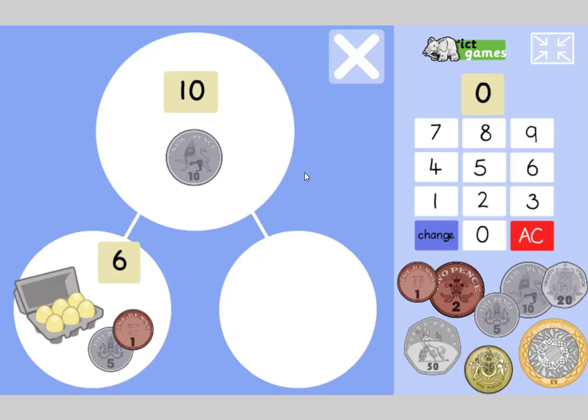I've got 10p again, and I buy half a dozen eggs. Half a dozen eggs. A dozen is 12. Half a dozen is 6. And it costs 6p. I spent 6p. How much money have I got left? How much of my 10p have I got left? Have I spent 6? Yeah, 4p.